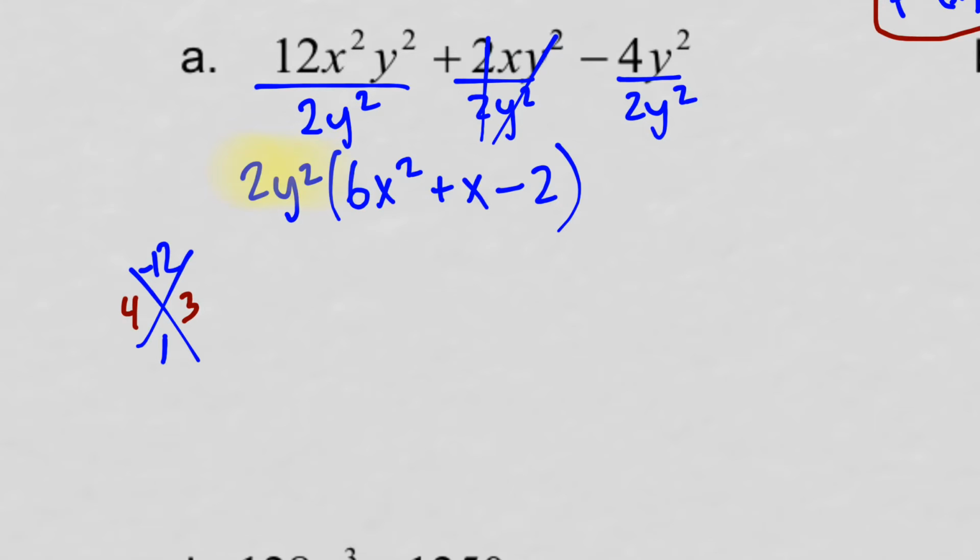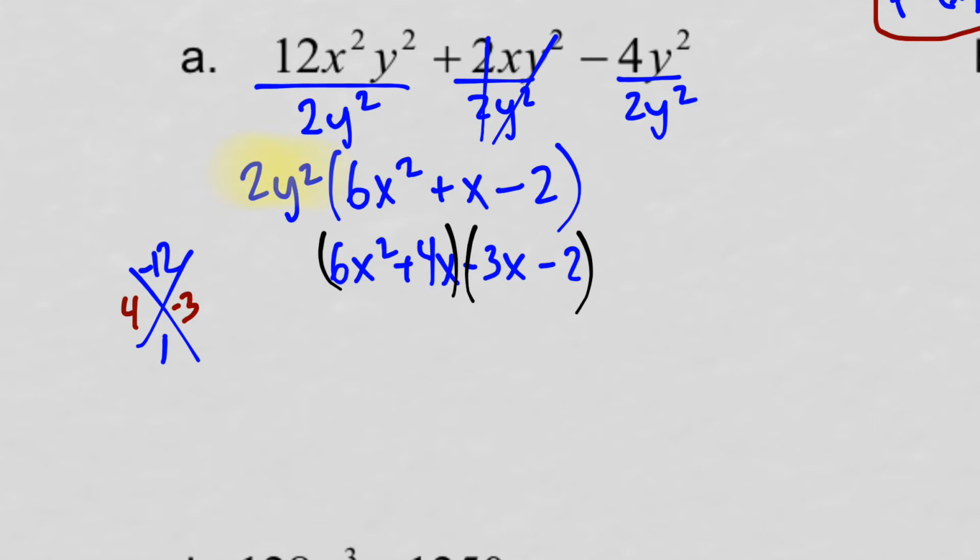Which one's negative? The 3. 4 times negative 3 is negative 12. 4 minus 3 is 1. There you go. So that means that I have 6x squared plus 4x minus 3x minus 2. And now I can pair them up. Pair those two, pair those two.